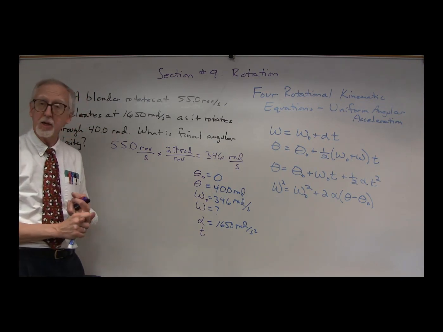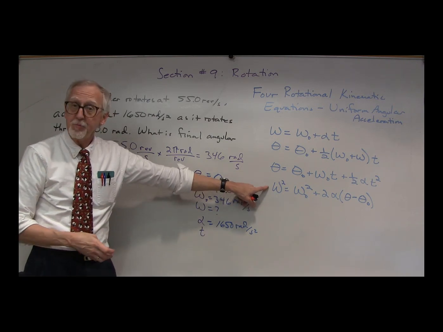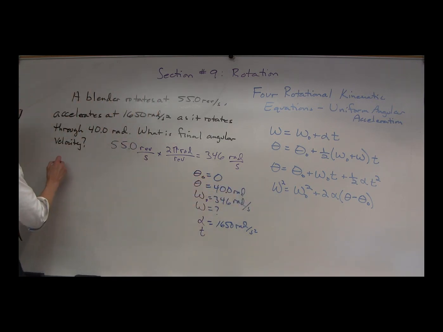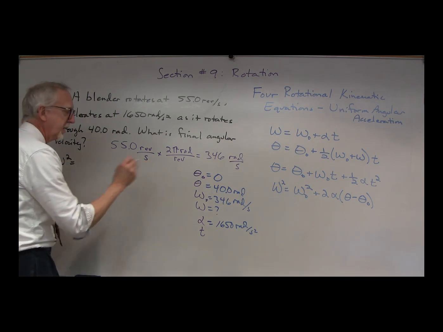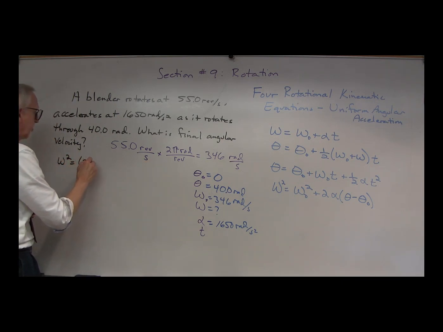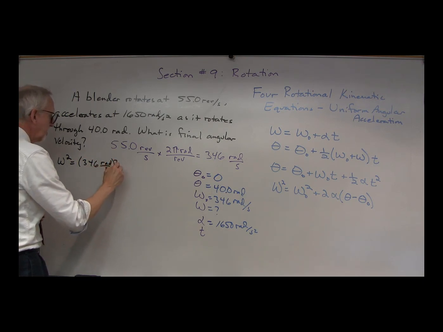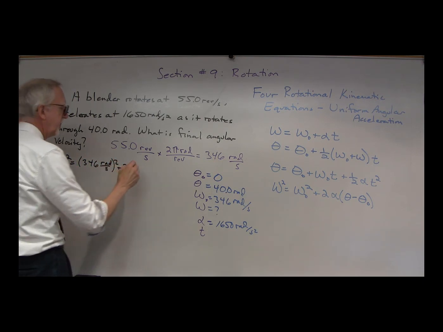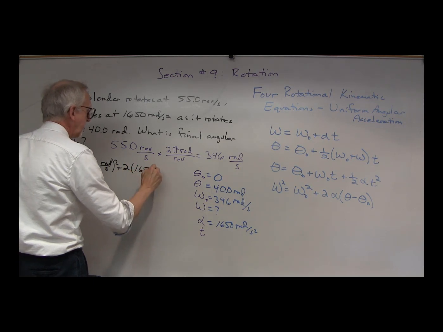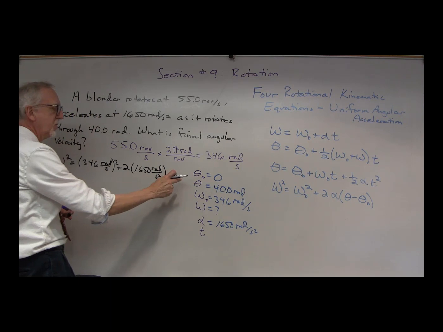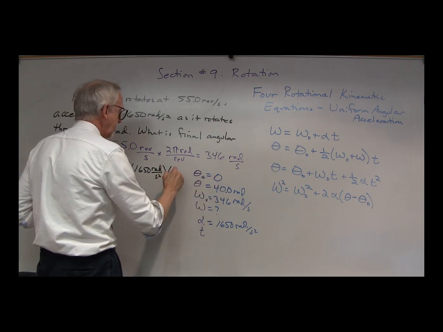Well, which equation do you think? Turns out the fourth one. So, what do we have? We've got omega squared equals omega naught squared, which will be 346 radians per second squared, plus 2 times alpha, 1650 radians per second squared, times theta minus theta naught, 40 minus 0, 40 radians.